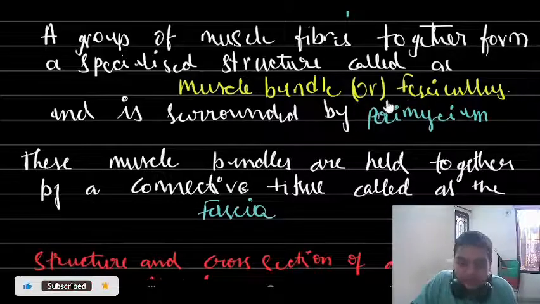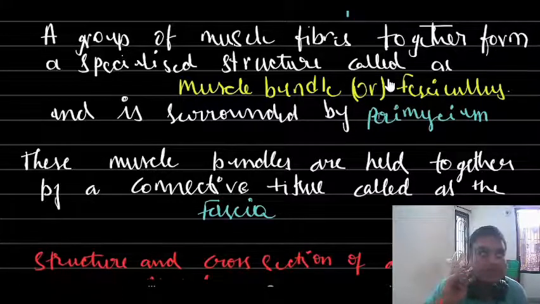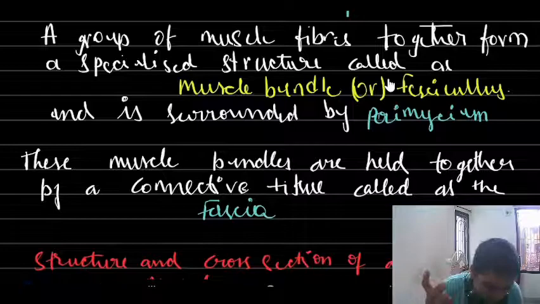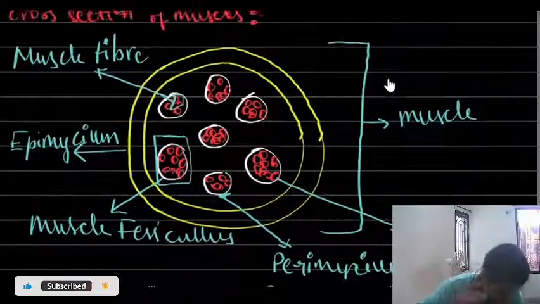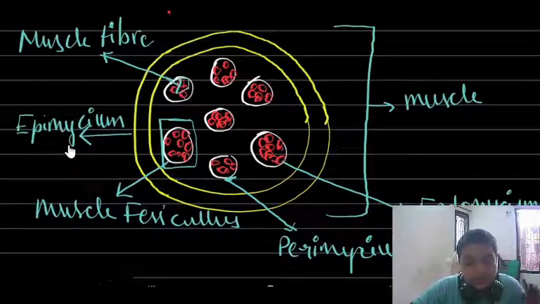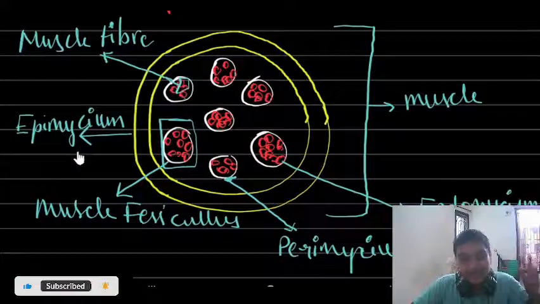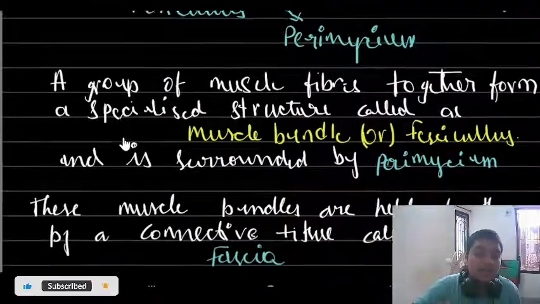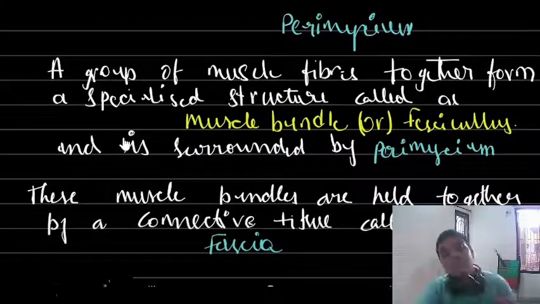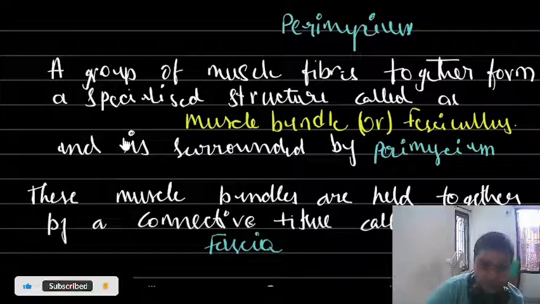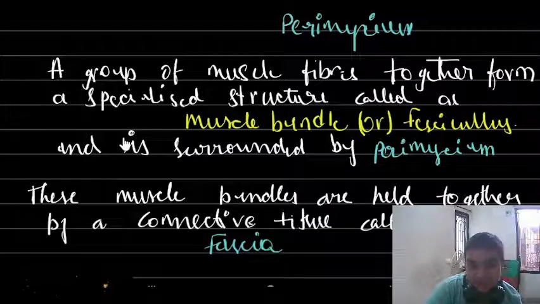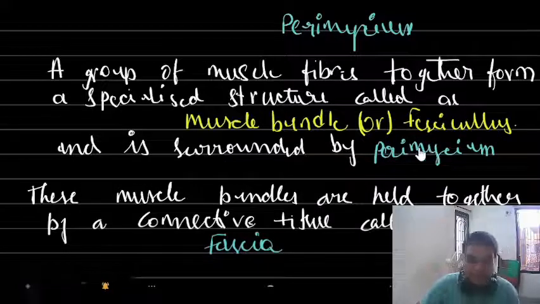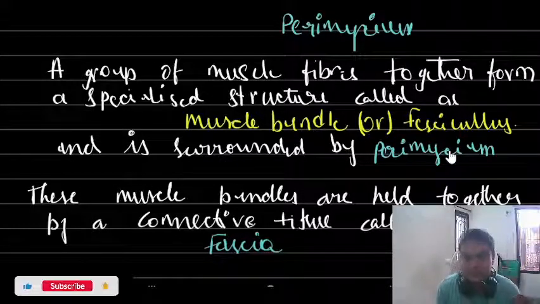And it is surrounded by perimysium. Yes, we have three layers. One is epimysium, the second one is perimysium, and the third one is endomysium. So these are the three muscle boundaries which are protecting various parts of the muscle. Now this muscle bundle or fasciculus is covered and protected by the perimysium. I will be showing you in the diagram. Please wait for some time.